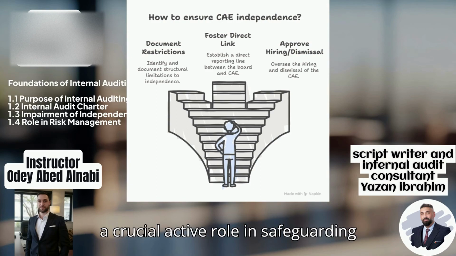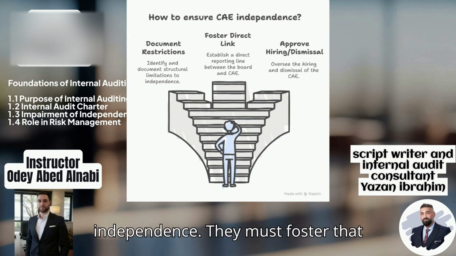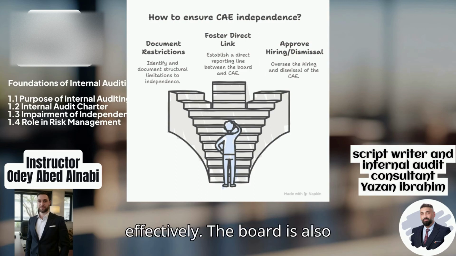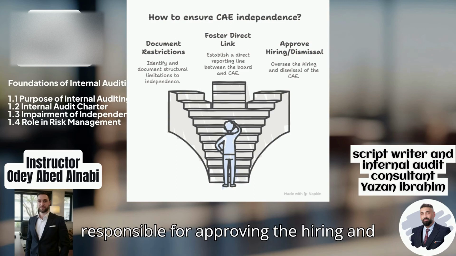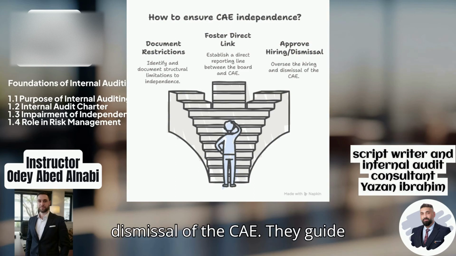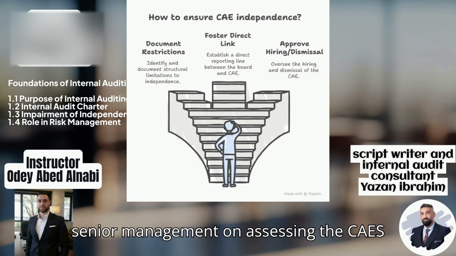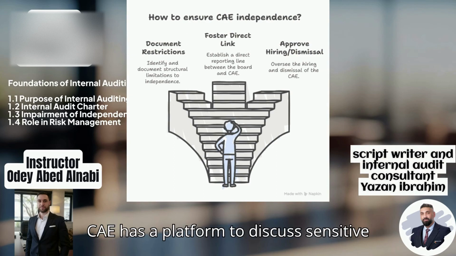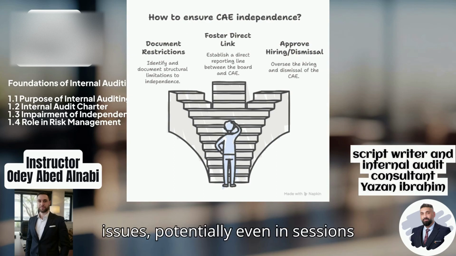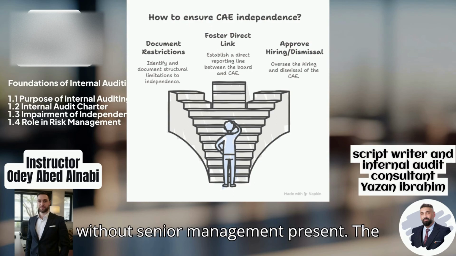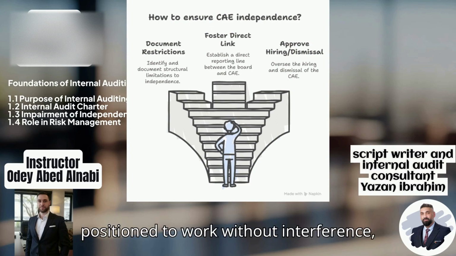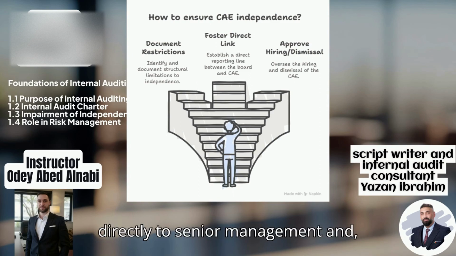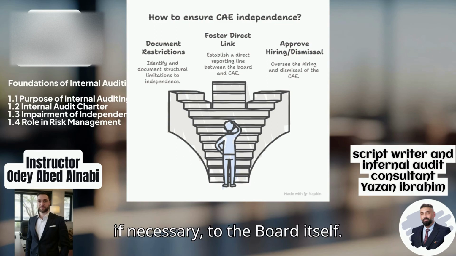The board plays a crucial, active role in safeguarding independence. They must foster that direct link between themselves and the CAE, ensuring the audit team can work effectively. The board is also responsible for approving the hiring and dismissal of the CAE. They guide senior management on assessing the CAE's performance and compensation. Importantly, the board must ensure the CAE has a platform to discuss sensitive issues, potentially even in sessions without senior management present. The board must insist that the CAE is positioned to work without interference, allowing them to escalate matters directly to senior management and, if necessary, to the board itself.